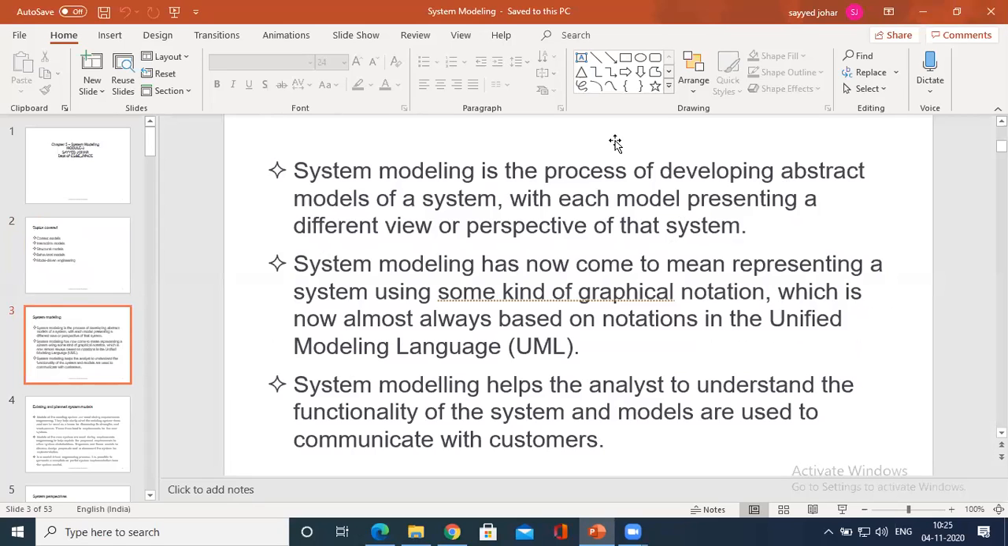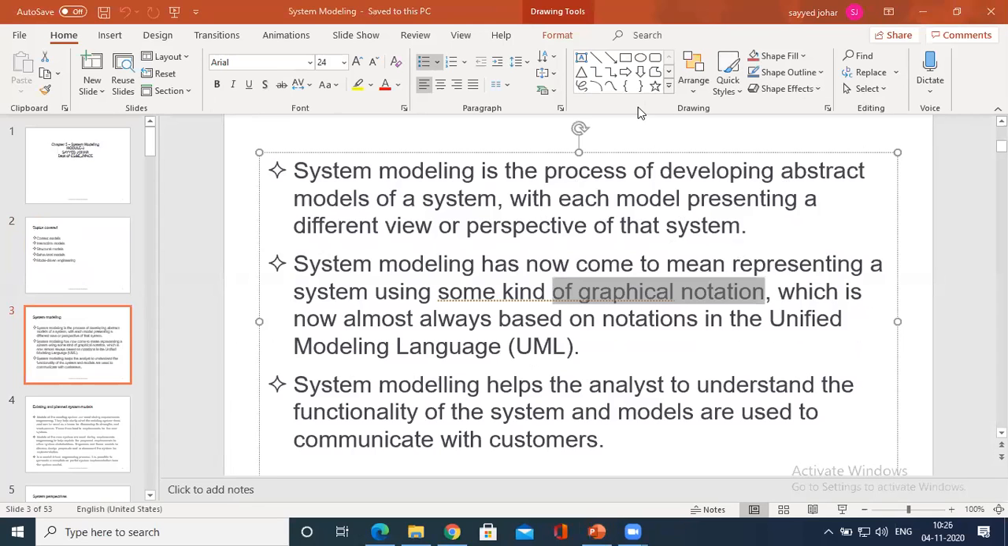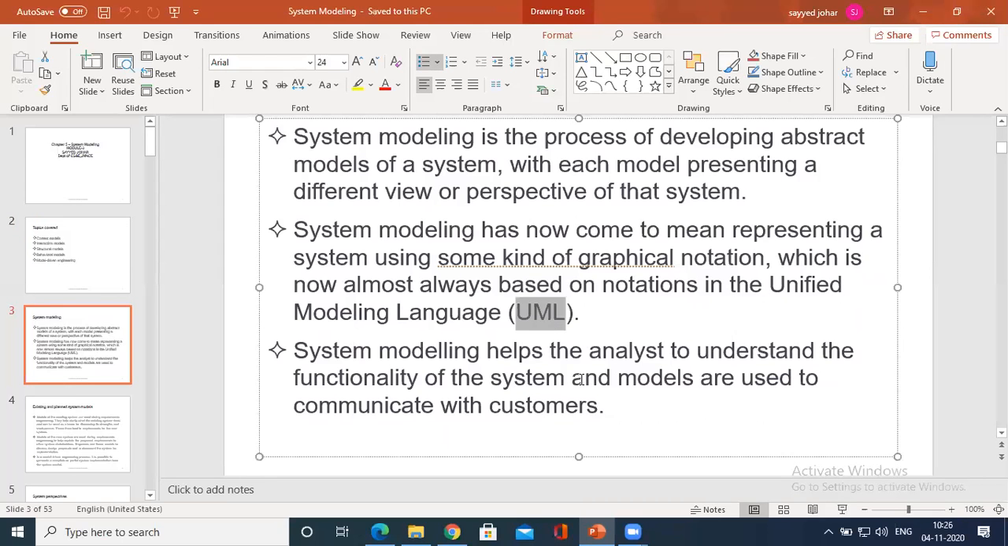So what is a model? I stressed in module 2 what is a model and why do we need modeling, and how do you convert it into an object oriented model, right? So system modeling has now become a means of representing a system using some kind of graphical notations. If I ask you what could be the graphical notations, these are all called Unified Modeling Language, right? So this model helps in what? So the same repetitive things.